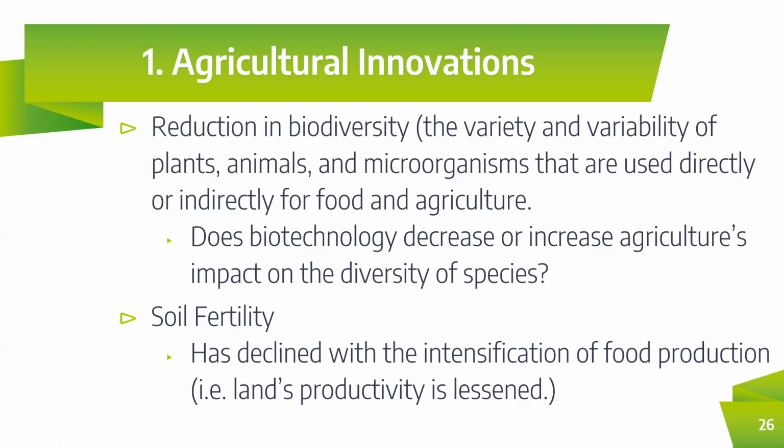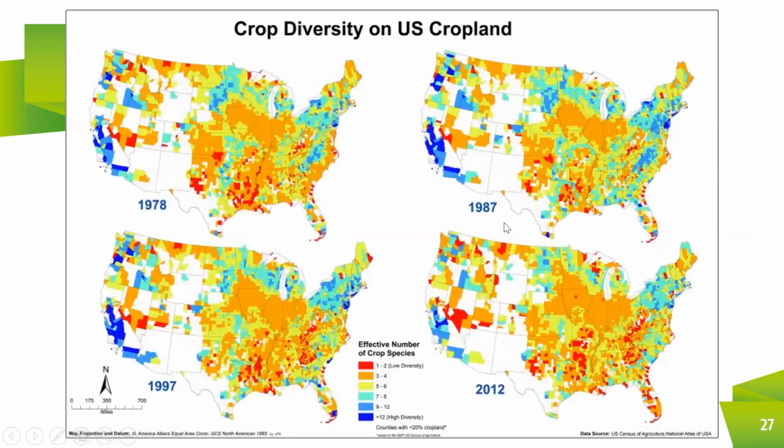but many are arguing that biotechnology and GMOs and genetic engineering of crops has reduced the amount of crop diversity in the United States and in the world. And you can see in this map the effective number of crop species, and you can see the proliferation of the orange and red counties here, and a reduction of these dark blue counties here.